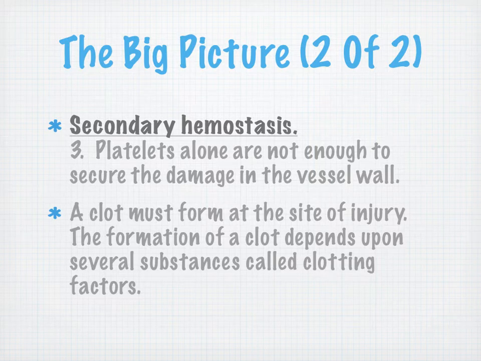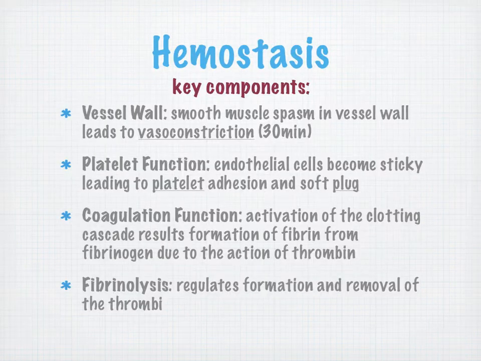So in secondary hemostasis, a clot has to form at the site of the injury for it to be the definition. The formation of the clot depends on several substances, and we call those substances clotting factors.